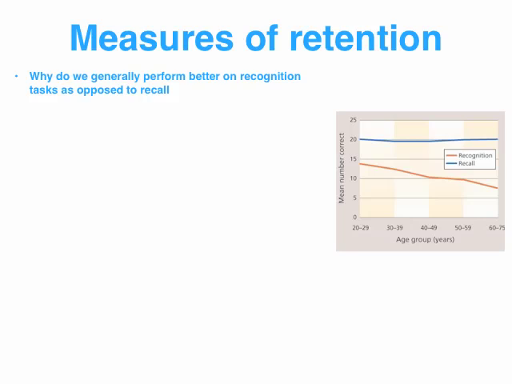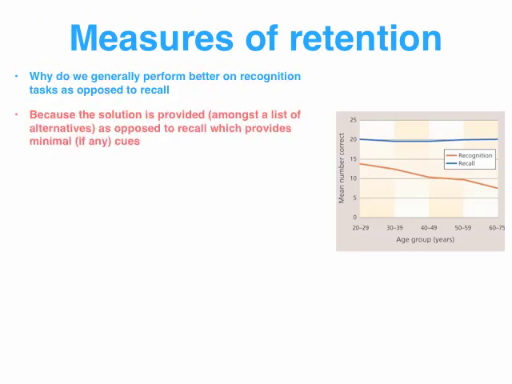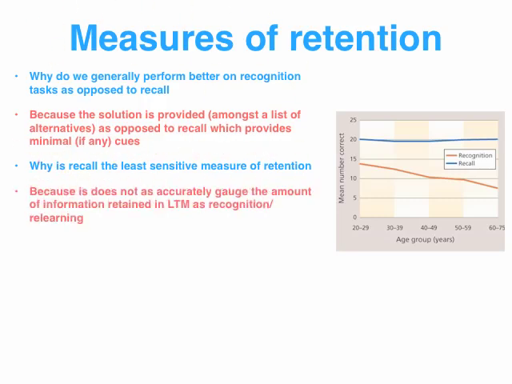Recognition versus recall. The reason why we go better on recognition tasks as opposed to recall is because we've got the solution in front of us amongst a series of alternatives. Recall, on the other hand, we don't give any or maybe minimal cues, hence therefore it's more difficult to retrieve the information. Now, in terms of sensitivity, in terms of measures of retention, a sensitive measure of retention can very accurately determine how much information has been retained in LTM.